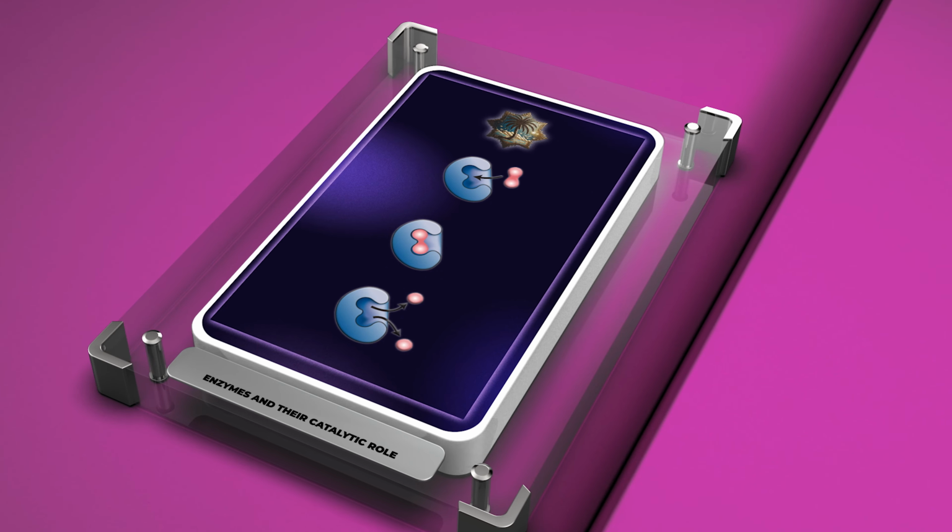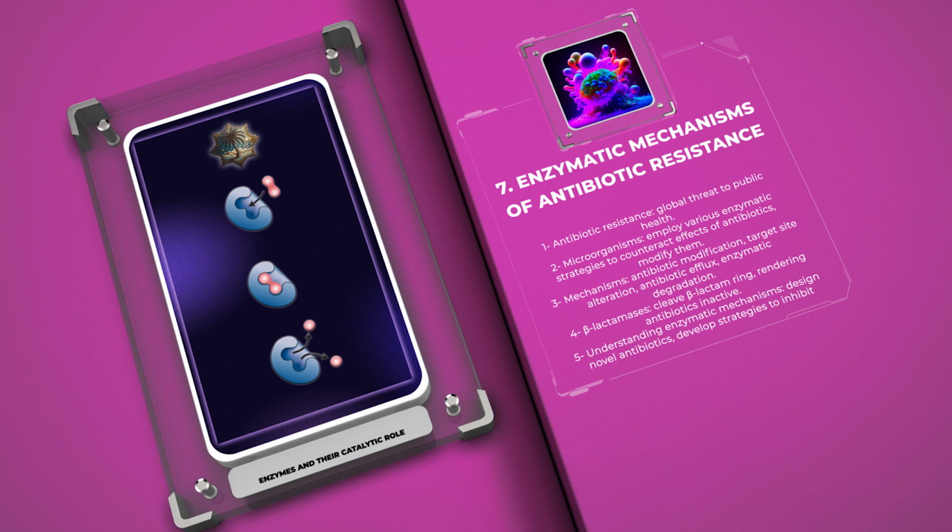Antibiotic resistance has emerged as a significant global threat to public health, necessitating a deeper understanding of the enzymatic mechanisms that confer resistance. Microorganisms employ various enzymatic strategies to counteract the effects of antibiotics or to modify them for their own benefit. These mechanisms include antibiotic modification, target site alteration, antibiotic efflux, and enzymatic degradation. For instance, many bacteria possess beta-lactamases, enzymes that cleave the beta-lactam ring common to several classes of antibiotics, rendering them inactive.